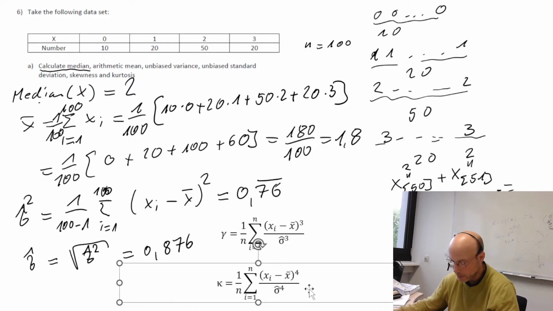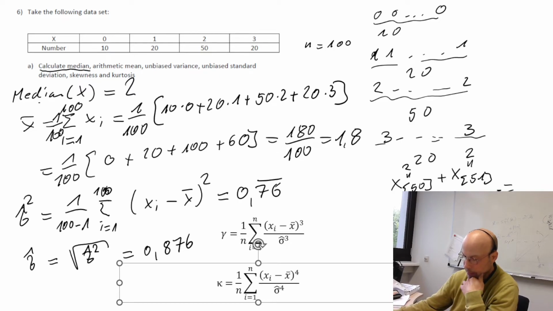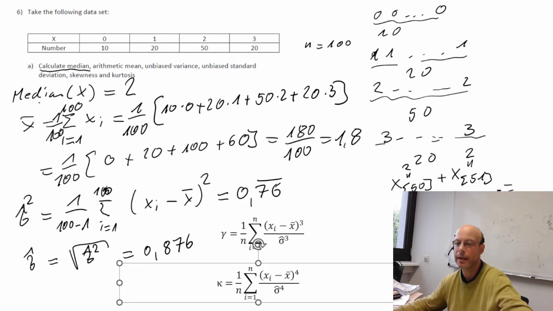And what else do we need? We have to sum up, dividing by our unbiased variance, and also dividing now by the number n and not n minus 1. Keep this also in mind.